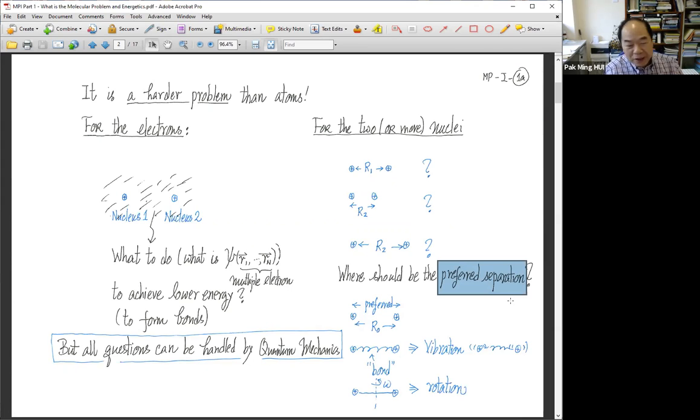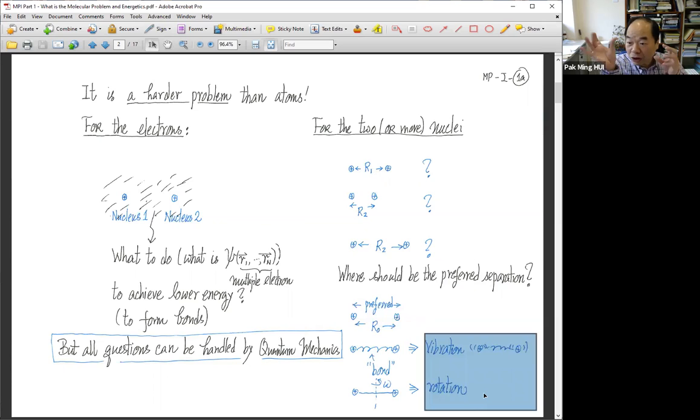What is determining this preferred separation? Now, keep this question in mind. The answer is rather wonderful and fascinating. Okay? And then if the nuclei know the best separation, then comes the problem that I already pointed out, vibration and rotation, the nuclei motion problem. Okay, so first, these 2 pages help us appreciate that we are handling something highly non-trivial.